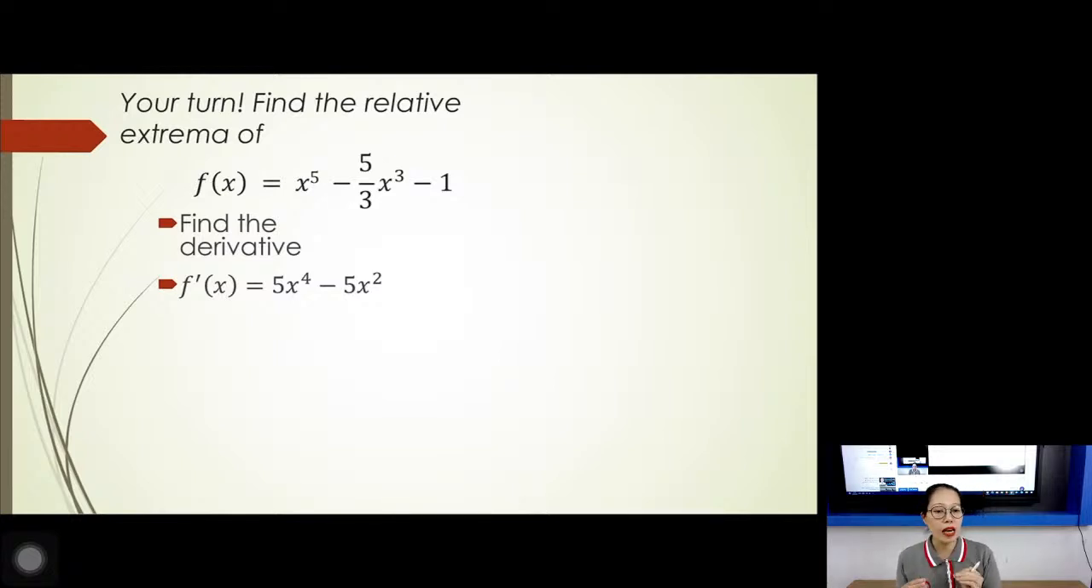Tell me first the step, okay? Before you find the answer, you tell me first what is the step. Step number 1, find the derivative. Yes, that's correct. Very good. What is step number 2?